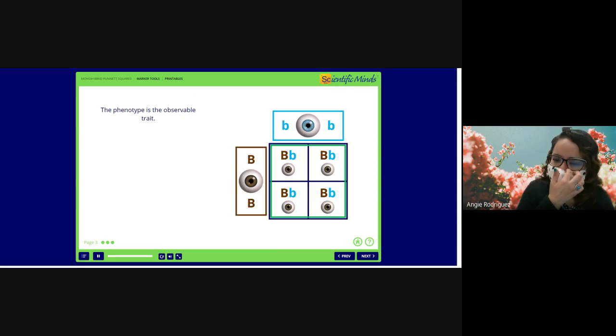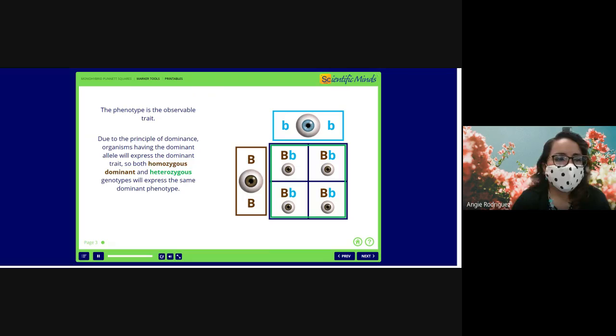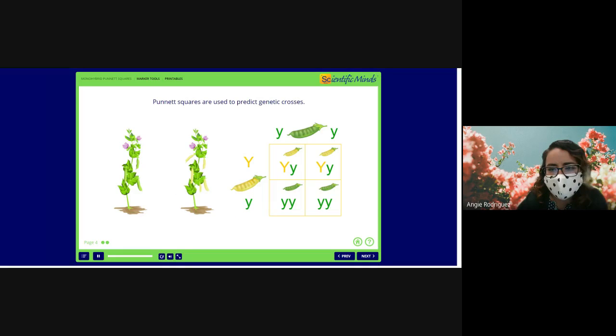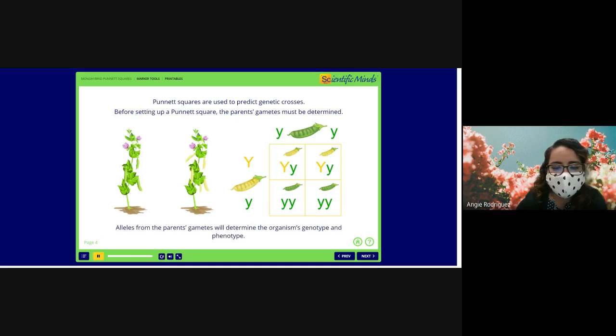The phenotype is the observable trait. Due to the principle of dominance, organisms having the dominant allele will express the dominant trait. So both homozygous dominant and heterozygous genotypes will express the same dominant phenotype. An organism that is homozygous recessive will express the recessive phenotype. Punnett squares are used to predict genetic crosses. Before setting up a Punnett square, the parent's gametes must be determined. Alleles from the parent's gametes will determine the organism's genotype and phenotype.